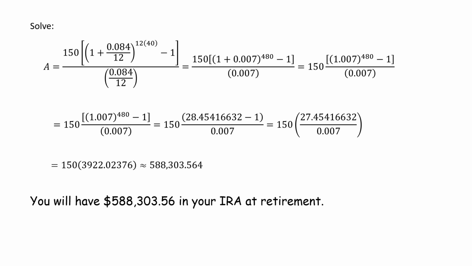So you will have $588,303.56 in your IRA at retirement. How much will you have contributed? Your solution? You contribute $150 every month, so that's times 12 for 40 years, times 40. So your contribution is $72,000 over the 40-year period.